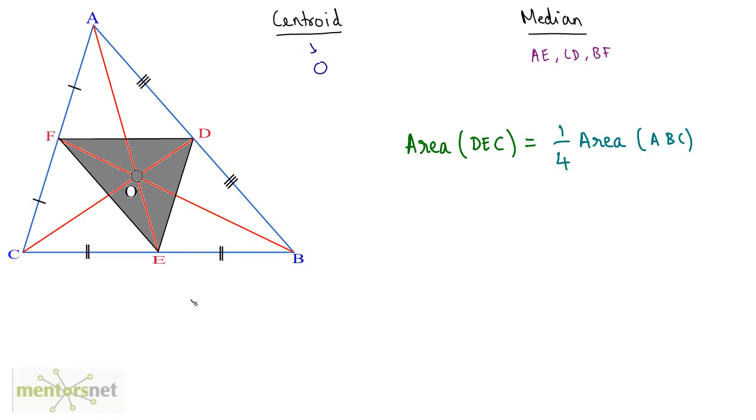Now one thing I forgot to tell you is about medians. This median AE will divide this triangle ABC into two triangles, one is ACE and the other is ABE, and the area of these two triangles will be equal. Same is the case with the median CD. It will also divide this triangle ABC into two triangles, and the area of triangle ACD and the area of triangle BCD will be equal. So these are some of the properties of triangles.